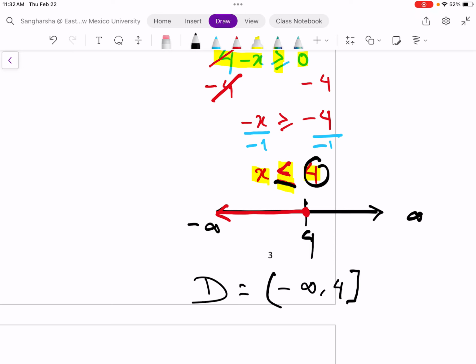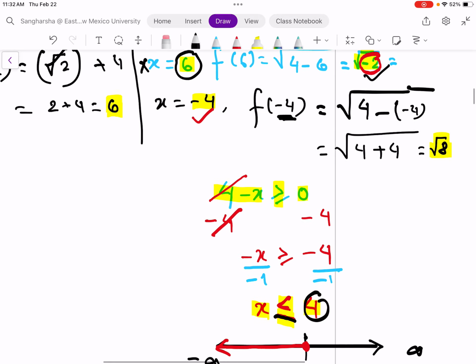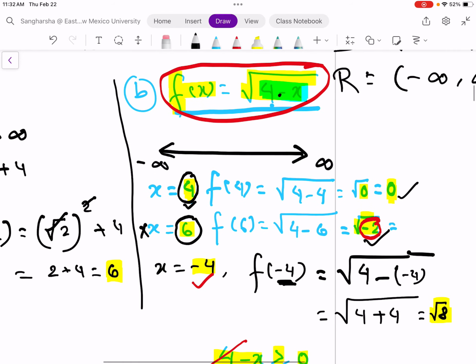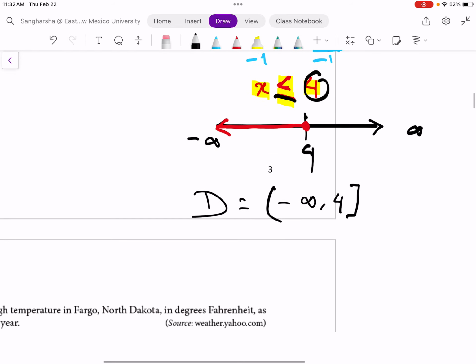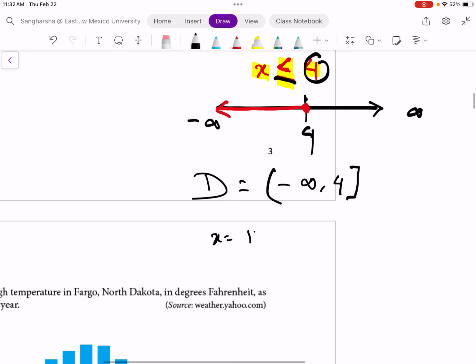But if you choose a number which is not in this set, we do not get the output. For example, if you choose x equals 10, 10 does not give us output. So what happens if x is equal to 10? We have the square root of 4 minus 10. We substitute 10 for x. So we have 4 minus 10, and this is the square root of negative 6. This is a complex number. This is not real. So 10 is not in the domain.